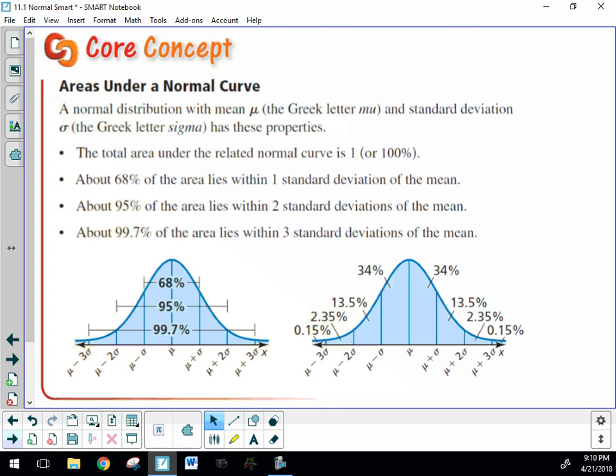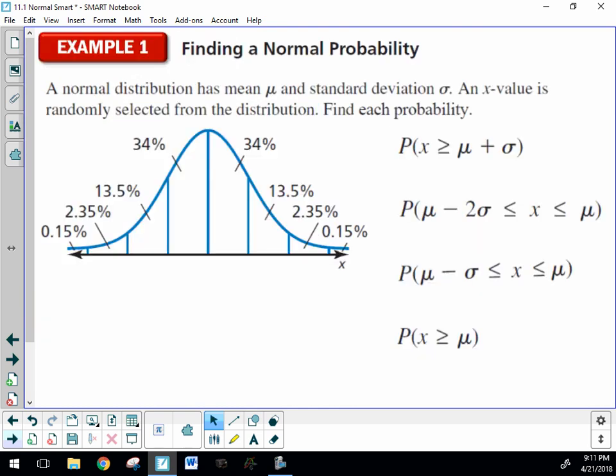Here in your notes you have these percentages written out for you to use. Probably at first you're going to need to refer to those, and then after a while you'll get those percentages memorized. Okay, so this one says the normal distribution has a mean of mu and a standard deviation of sigma. An x value is randomly selected from the distribution. Find each of these probabilities.